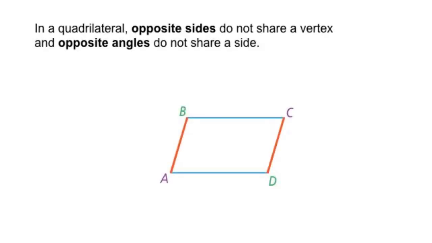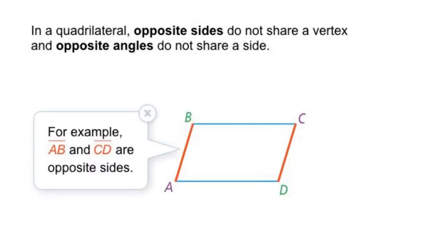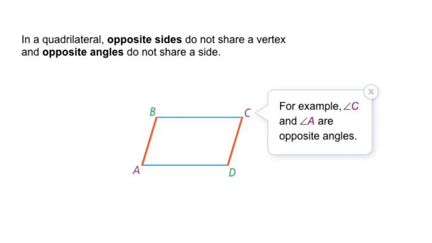In a quadrilateral, opposite sides do not share a vertex, and opposite angles do not share a side. For example, segment AB and segment CD are opposite sides. And angle C and angle A are opposite angles.